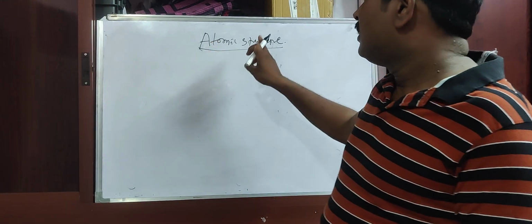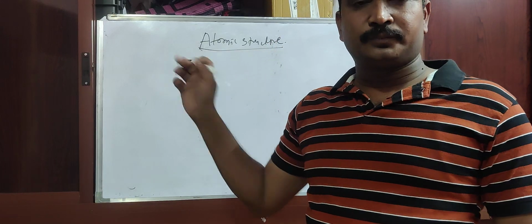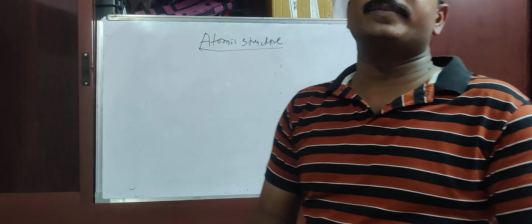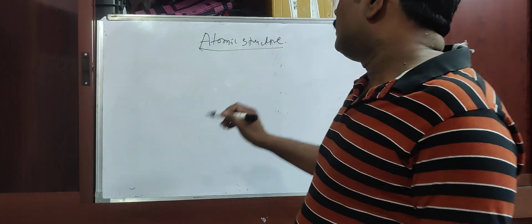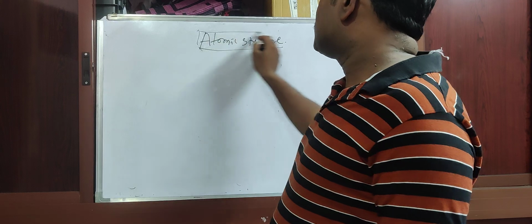Next, Pauli's exclusion principle, quantum numbers, Hund's maximum multiplicity rule, and the Aufbau principle. These are the topics we have to discuss in atomic structure.